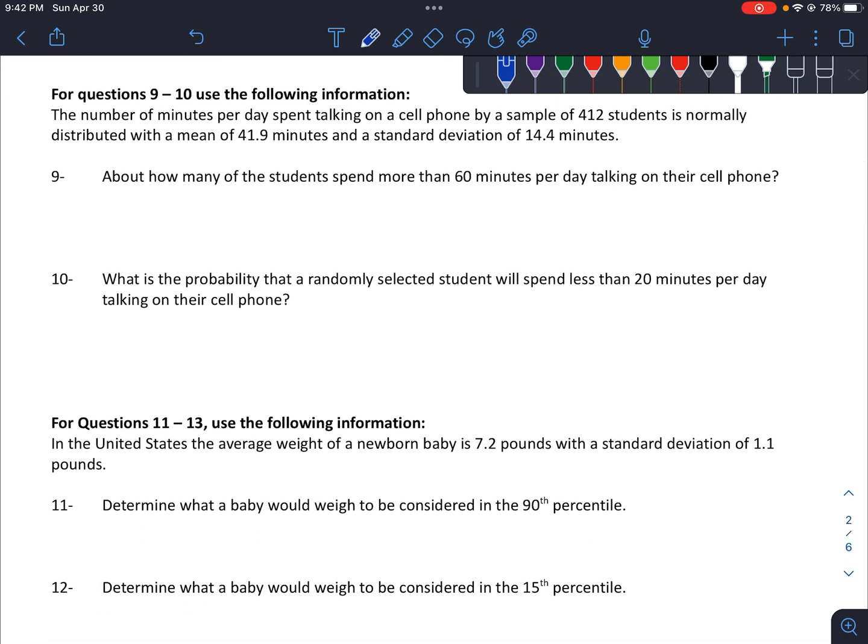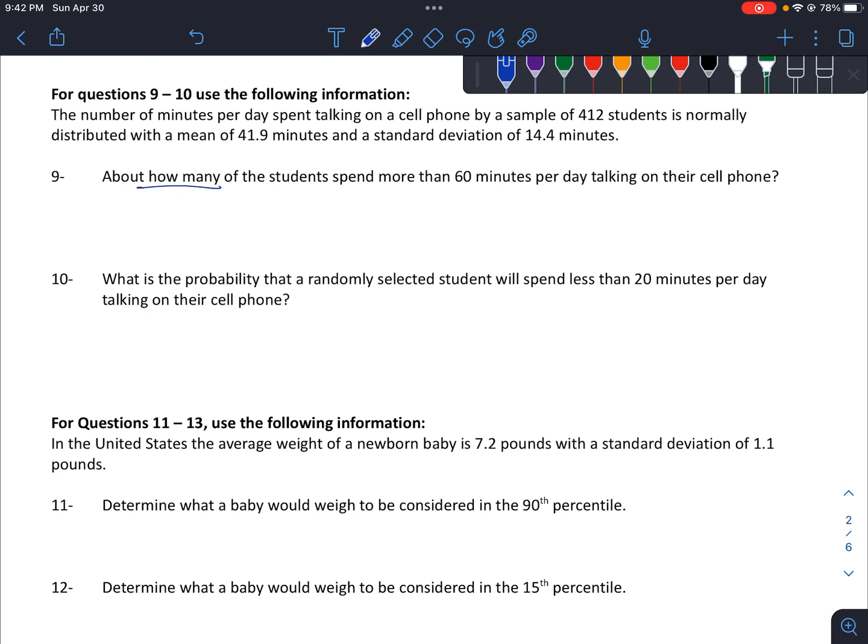So the number of minutes per day spent talking on a cell phone by a sample of 412 students is normally distributed with a mean of 41.9 minutes and a standard deviation of 14.4. About how many students spend more than 60 minutes per day talking on their phone? So this is a question of how many. So not a probability, but we'll need probability to solve this one.